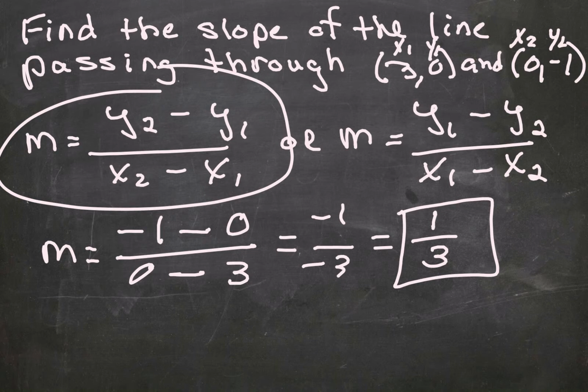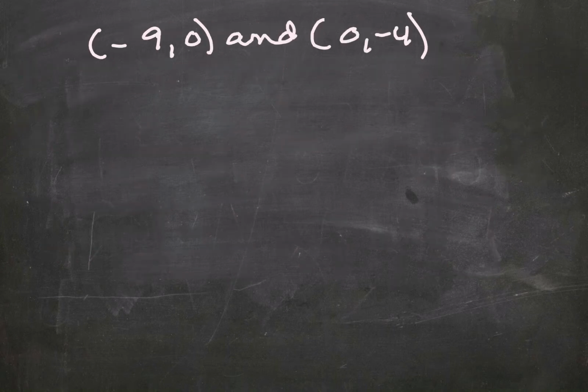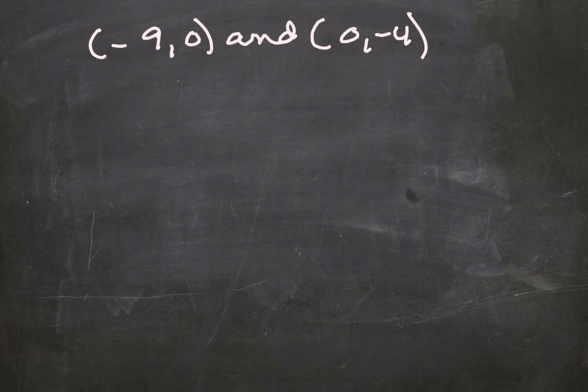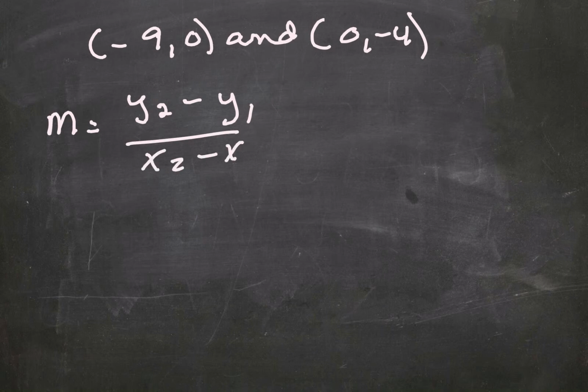Okay, let's do another example. What about (-9, 0) and (0, -4)? And you see that's close to these points here, but there is a little bit of difference. If you notice, this was a positive 3, and here you have a negative 9. So that's going to be a little different. Use the same formula, m equals (y2 minus y1) over (x2 minus x1). This is going to be my x1, y1, x2, y2.